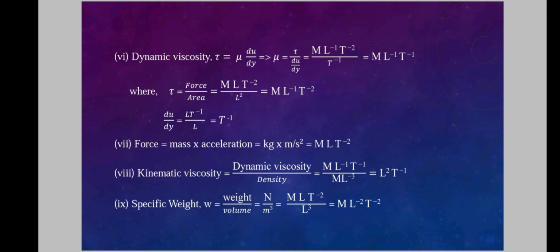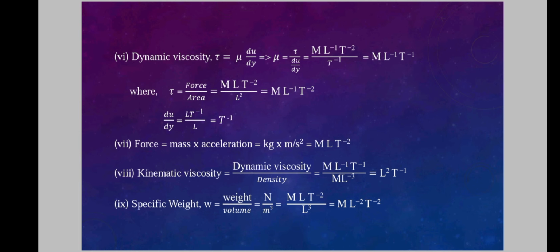For force, the formula is mass into acceleration. So mass is kg, and acceleration is meter per second squared. For kg, the dimension will be M, and for acceleration it is L T power minus 2. And kinematic viscosity, the formula is dynamic viscosity by density, which is M L power minus 1 T power minus 1 by M L power minus 3. That is L squared T power minus 1.